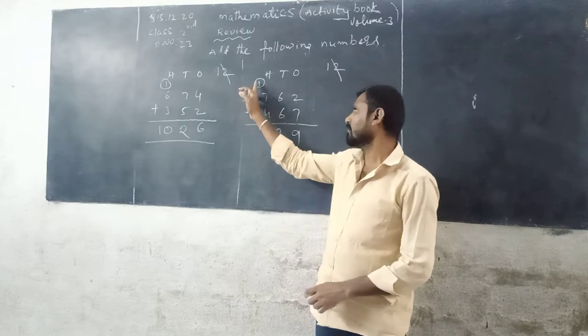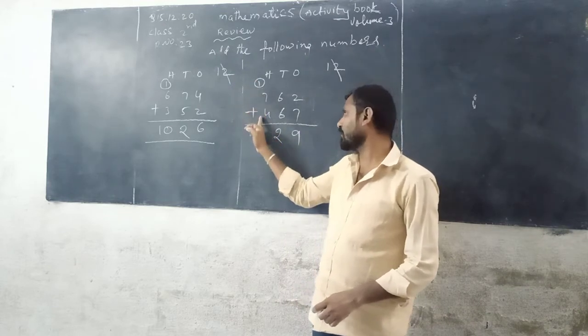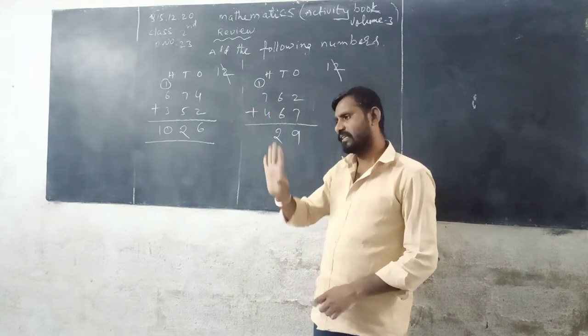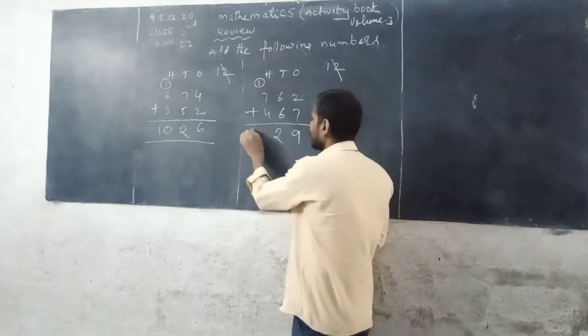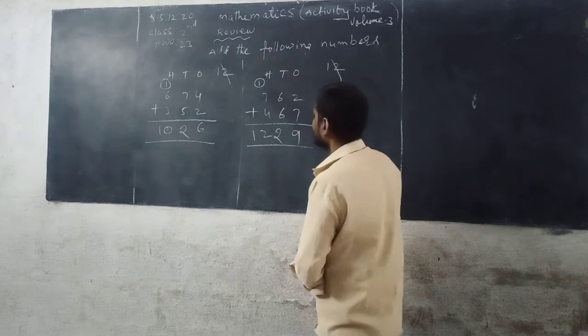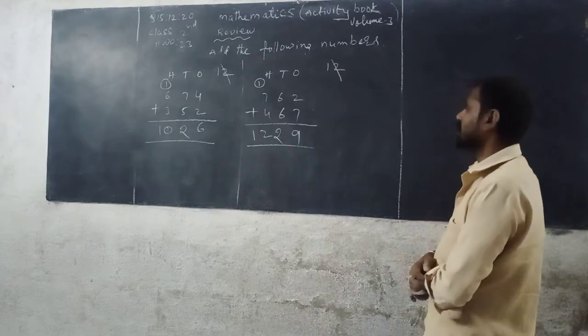See next, 1 plus 7, 8. 8 after, how many fingers can you count? 4 fingers. 8 after 9, 10, 11, 12. Write down the total because this is the last place of the given number. Sum is equal to 1229.